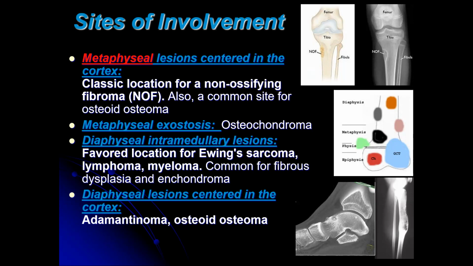What about diaphyseal intramedullary lesions? Ewing sarcoma, lymphoma, myeloma, and it's common for fibrous dysplasia and enchondroma to be present. So I want you to remember the location in which tumors occur. This will help you. Remember the age in which the tumor occurs. These are important points that would help you make a diagnosis. Also, we have diaphyseal lesions which are centered in the cortex, and this is adamantinoma and osteoma.